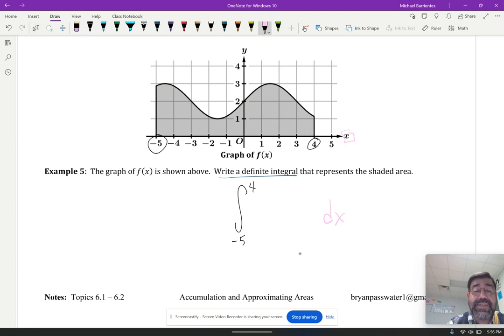The limits of integration are my starting point and ending point. And then what do I put in here? Well, I need to multiply the heights, which are all based off of f of x, times the widths, which are all dx. So this symbol right here represents the area under the curve.